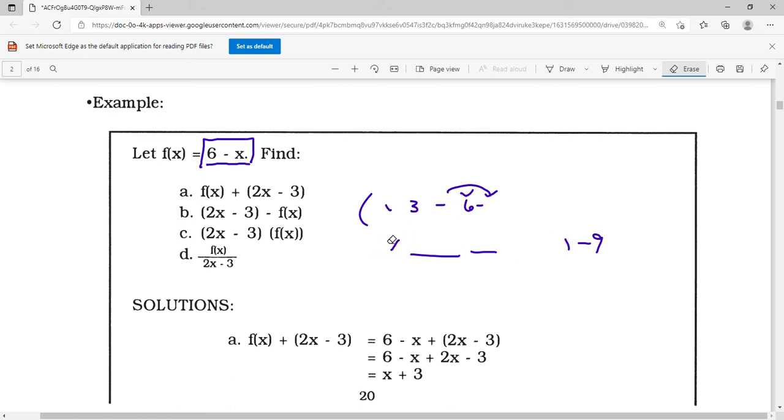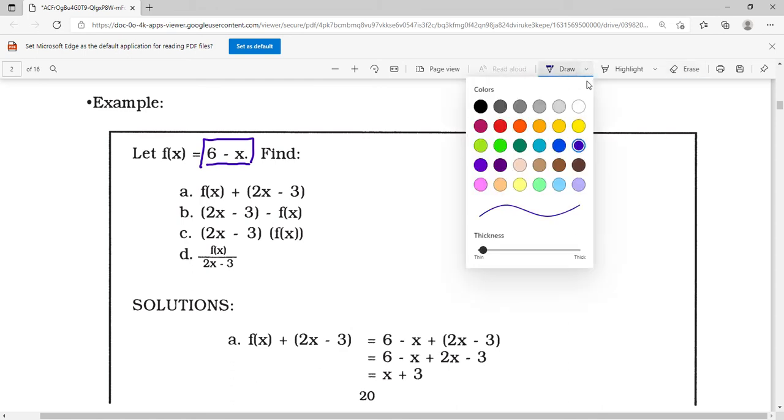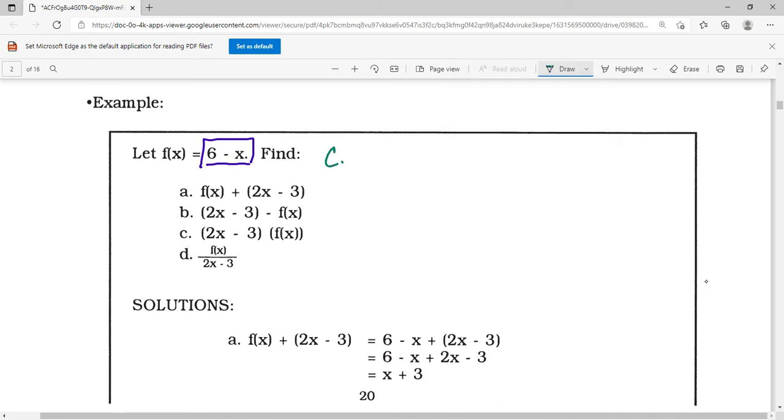Okay, next one, it wants us to multiply f of x times an algebraic expression. All right, so for c, we've got 2x minus 3 times f of x. So we're just going to copy that down. Leave it in parentheses when we're multiplying. Now we're just going to put our f of x in parentheses, which is 6 minus x. Okay, and now we're just going to rainbow this. 2 times 6 would be 12x.